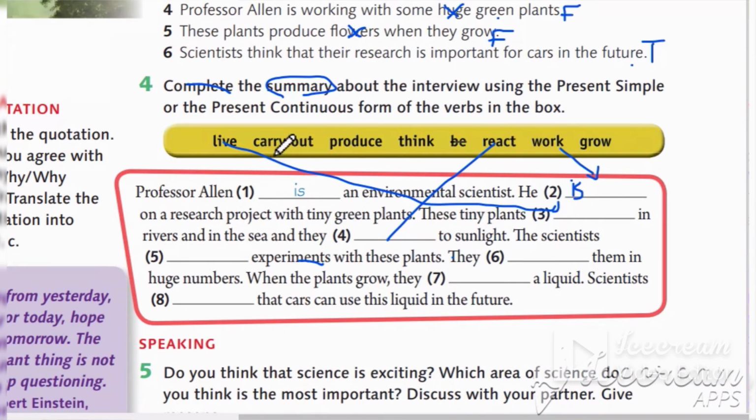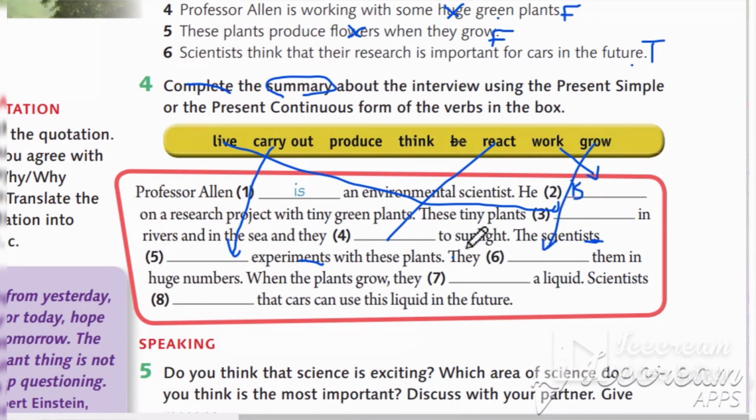Excellent. Here we put are carrying out, we add ing, and we have are because scientists is plural. They are growing them in a huge number. They are growing. Grow becomes are growing.